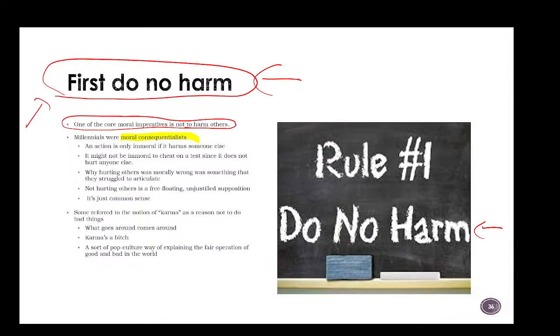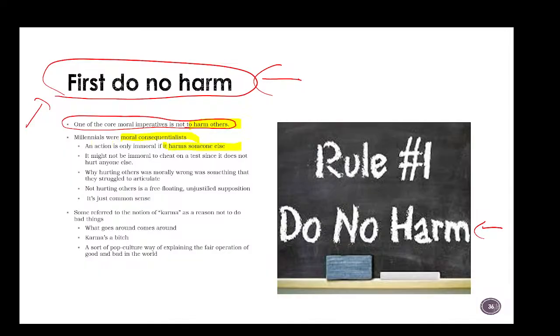It's a form of ethics, right? It's a philosophy of ethics that basically means that any moral decision is judged in its morality based on its outcomes, right? So the consequences of a choice determines its morality. And the key principle for millennials is whether it harms other people, right? So an action is only immoral if it harms someone else.